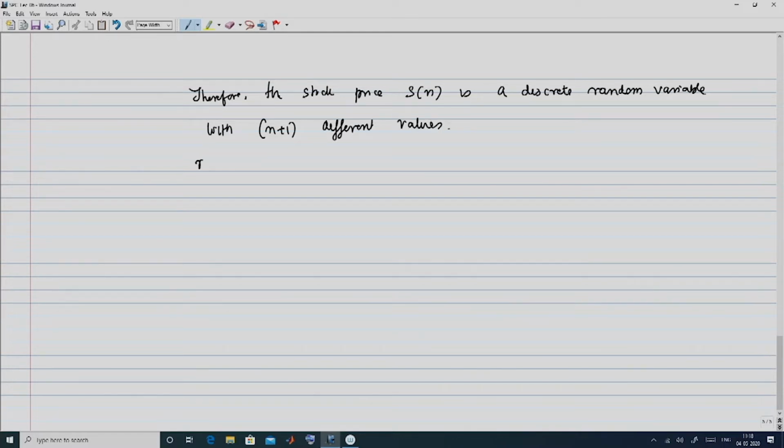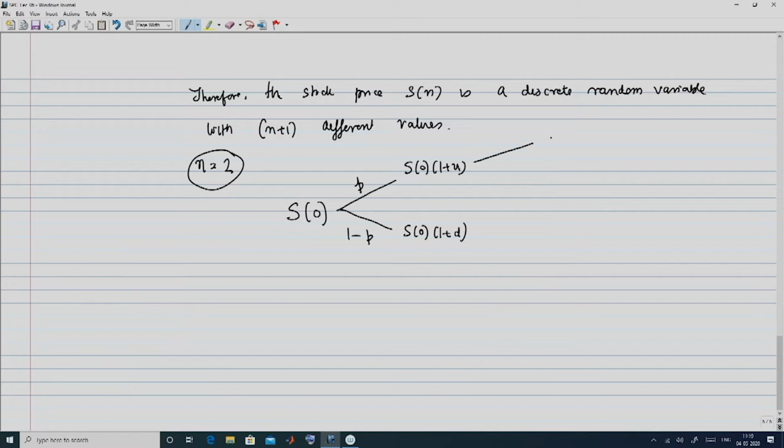So, I just conclude the discussion with a graphical representation for n is equal to 2. So, suppose that we start off with S naught. According to the binomial model, we can go up to S naught into 1 plus u with probability p, or go down to S naught into 1 plus d with probability 1 minus p. Now, again from here I can go up to S naught into 1 plus u into 1 plus u, which is S naught into 1 plus u square, and this probability is going to be p, or I can go down to S naught into 1 plus u, which is the existing price, multiplied by 1 plus d.